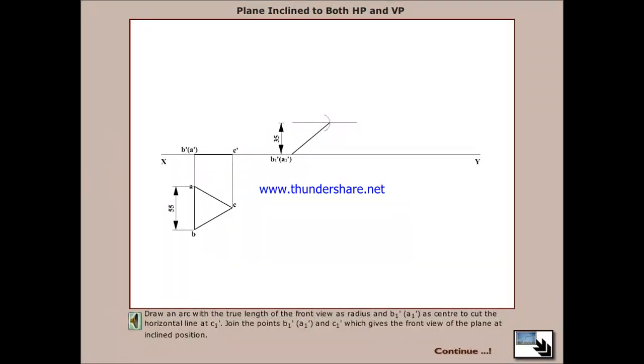Draw an arc with the true length of the front view as radius and B1 dash A1 dash as center to cut the horizontal line at C1 dash. Join the points B1 dash, A1 dash and C1 dash, which gives the front view of the plane at inclined position.